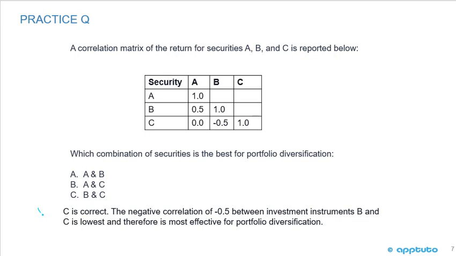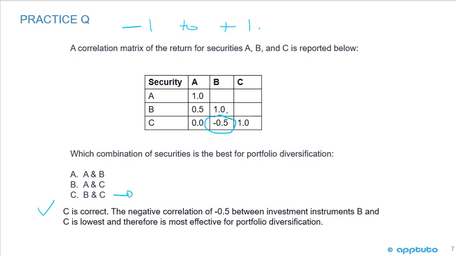Okay, pretty easy question. C is correct. The best combination of securities for portfolio diversification, we're going to look for the lowest number. And remember, correlation is moving from -1 to +1, okay? And as we lower the correlation, we're going to add the diversification benefits.